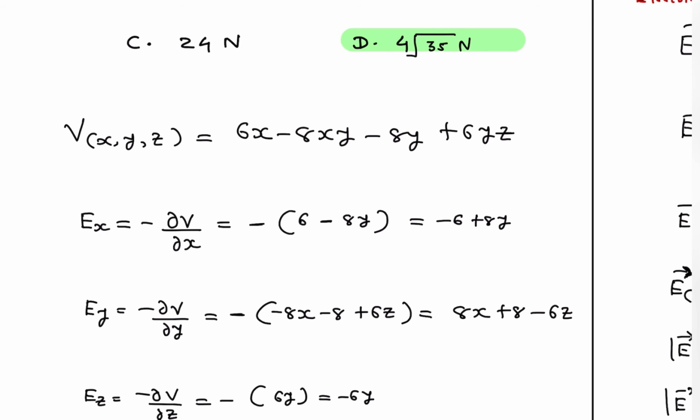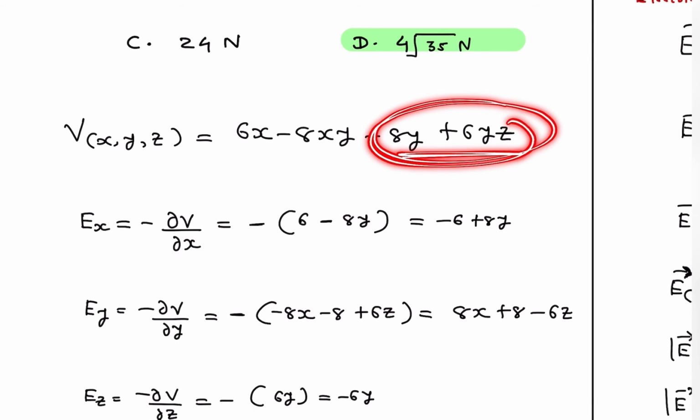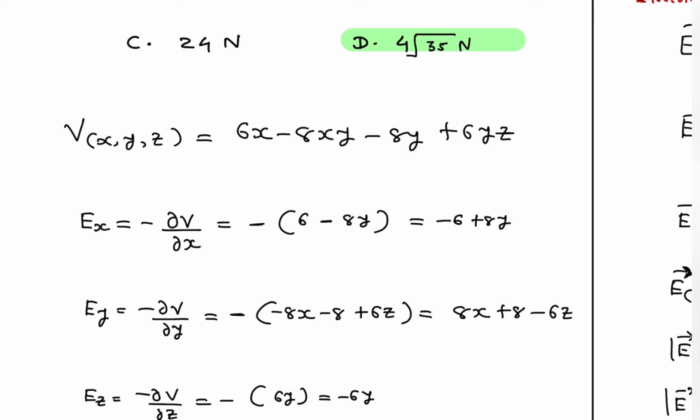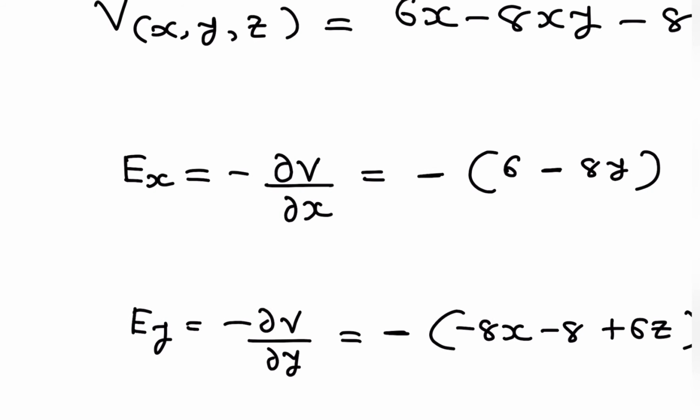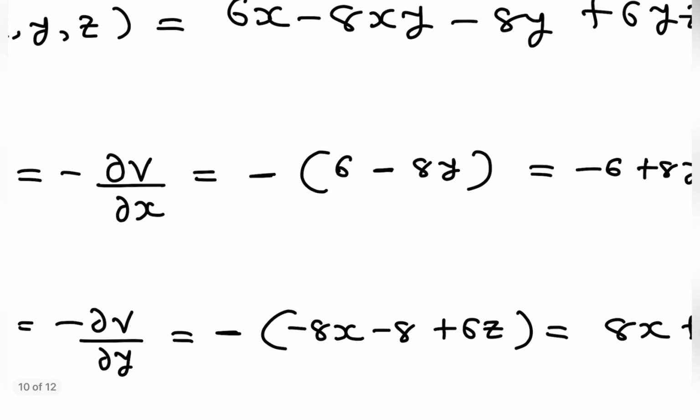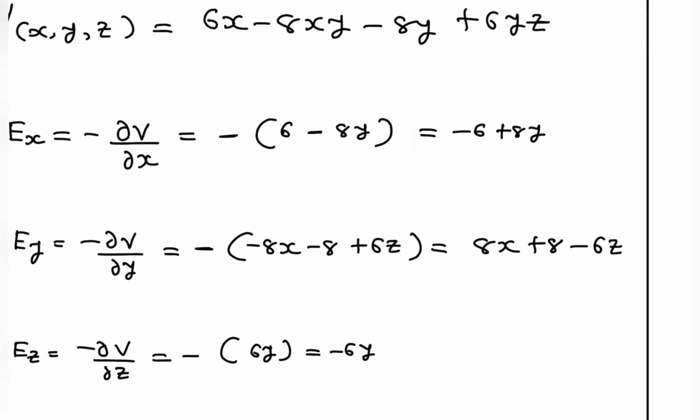So we have to differentiate the potential with respect to x. The minus sign is outside. Differentiating the 6x with respect to x gives 6, and minus 8y; these two terms contain x, the rest of the other terms do not contain x. So the differentiation of minus 8y plus 6yz becomes 0. The minus is outside, because the component of electric field in x direction is equal to minus del V by del x, which is equal to minus 6 plus 8y. That is your electric field in x direction.